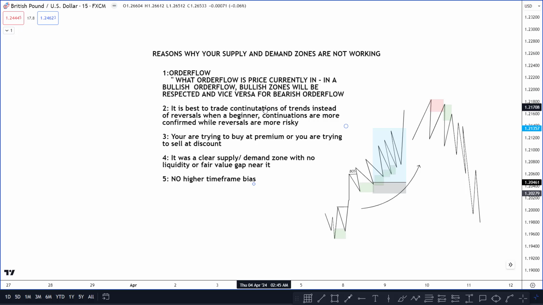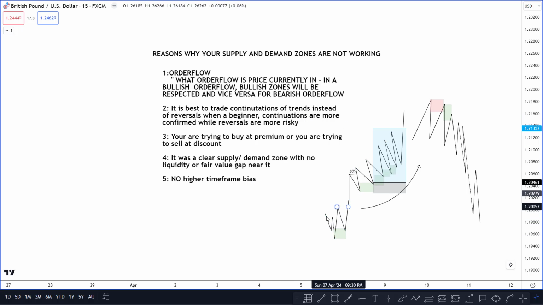So as a beginner, it's always good to trade the continuations of the trends, to be more in line with order flow. So that's number one: we know the correct order flow. And number two is to trade the continuations of the trends, wait for a breakup structure and a continuation of the trend, and once you get better, that's when you get into the reversals.